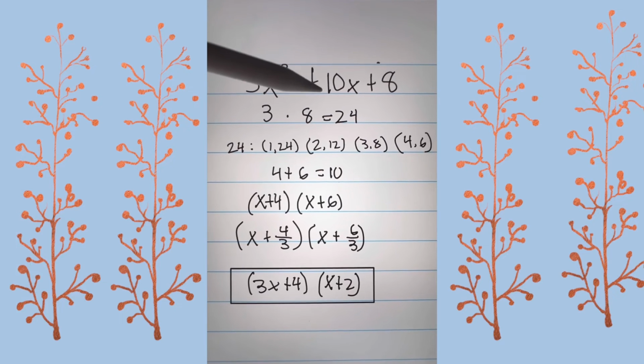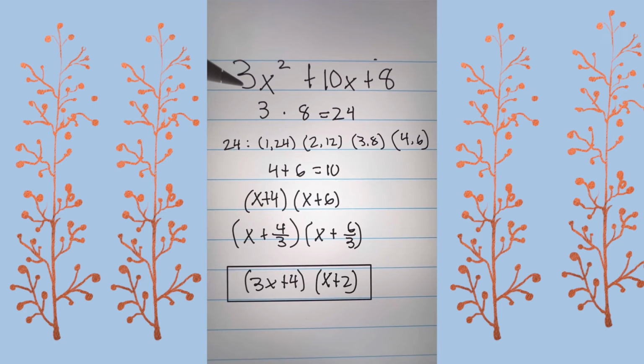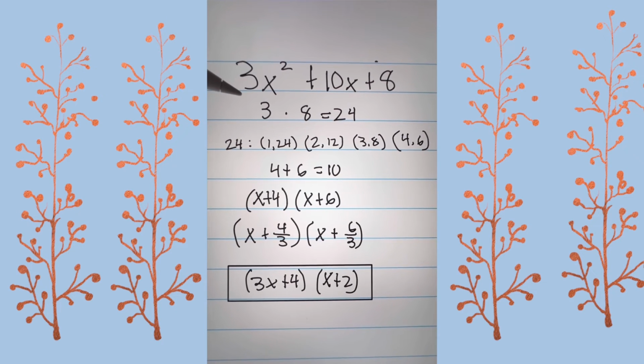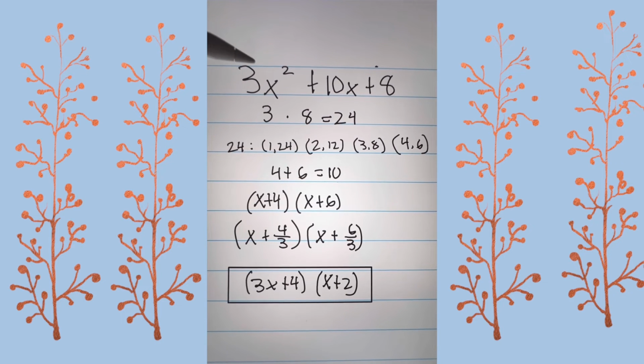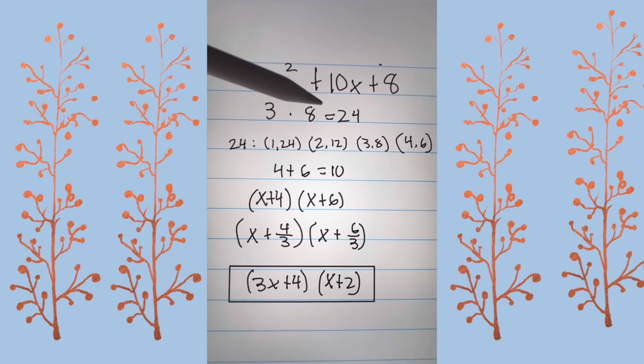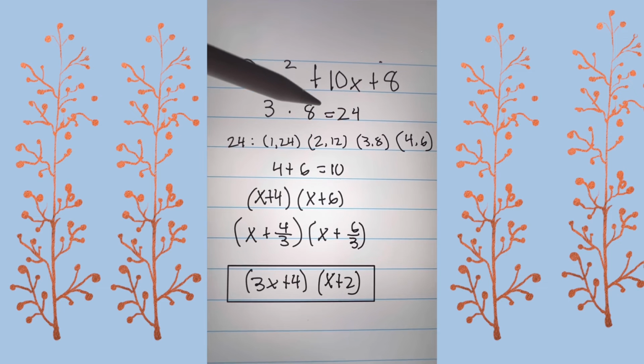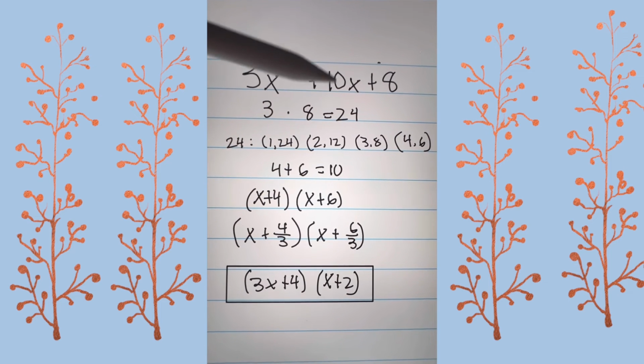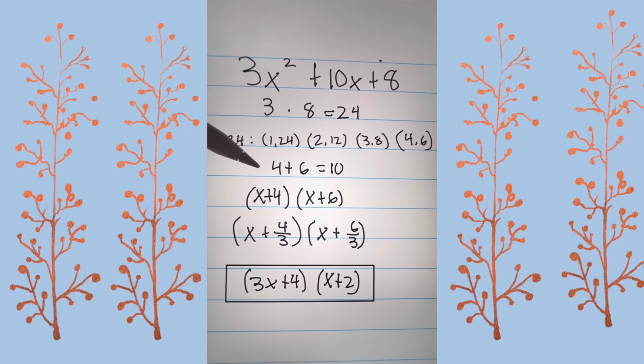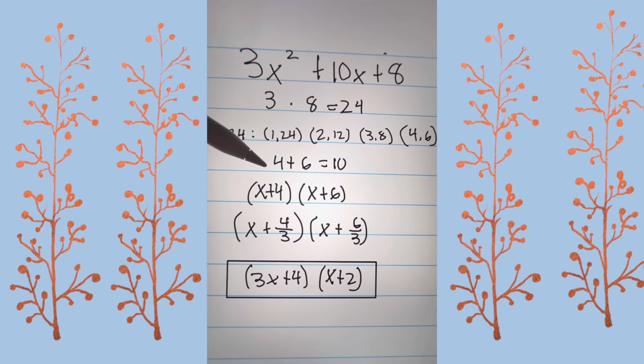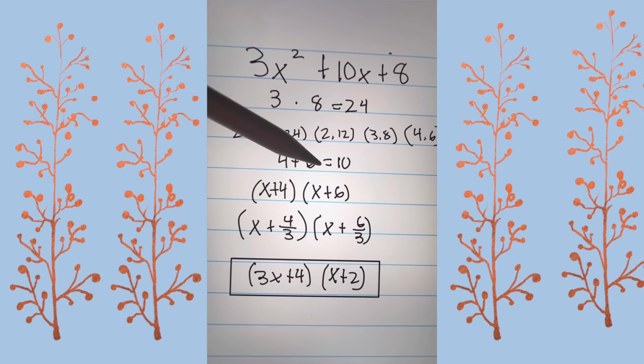3x squared plus 10x plus 8. First, you find any common terms. There is none. And then you multiply 3 times 8, which is 24. Then you take 24 and find the factors of 24 that add up to your b, which is 10. It's going to be 4 plus 6. Then you do x plus 4, x plus 6.